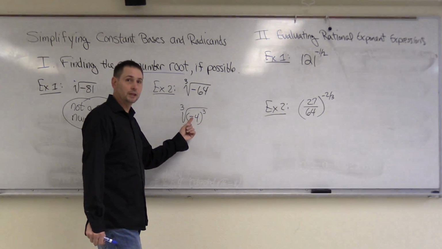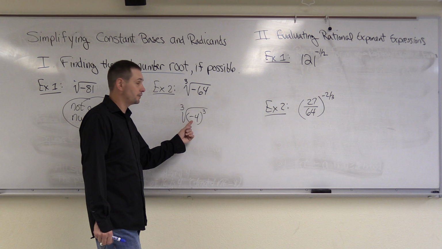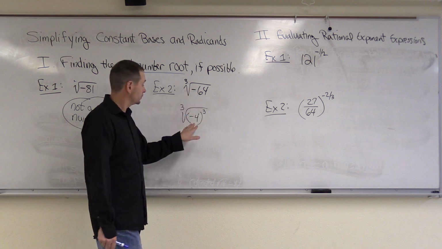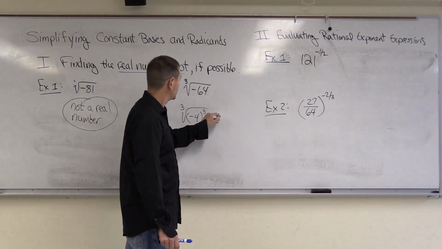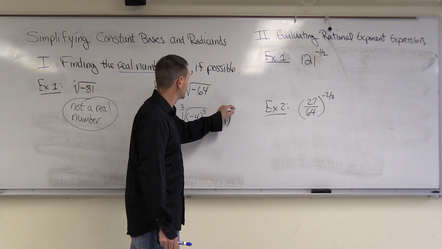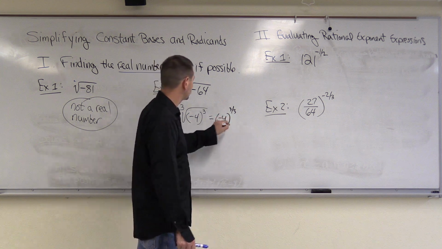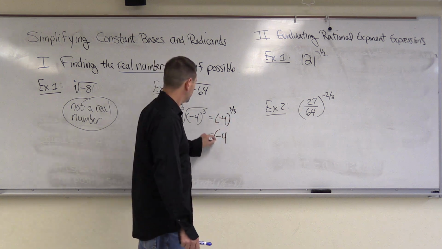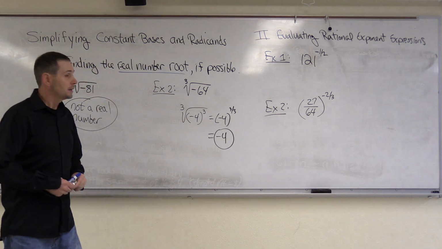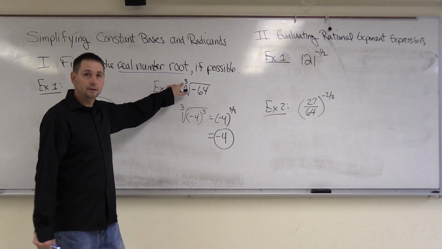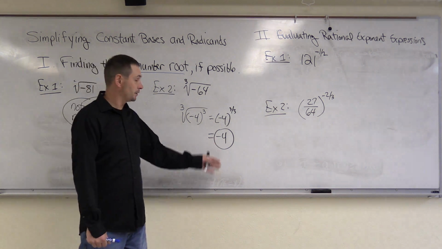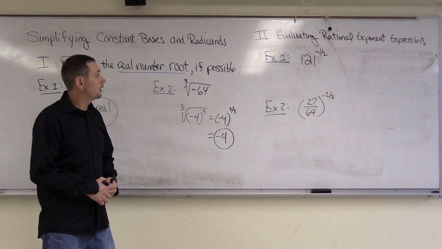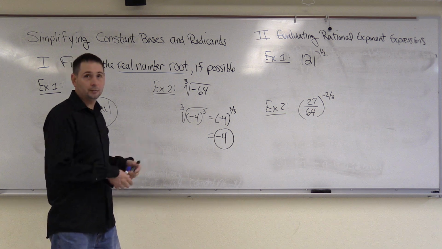So negative 4 times negative 4 is positive 16, times negative 4 is negative 64. So this is my whole base, or radicand, all to the third power. Now I can use my rule. This is really negative 4 to the 3 over 3, which is just negative 4. And so an odd number index is okay to have a negative radicand inside, and we can solve for that and we'll get a negative answer. So that's the kind of number-based ones that you use.